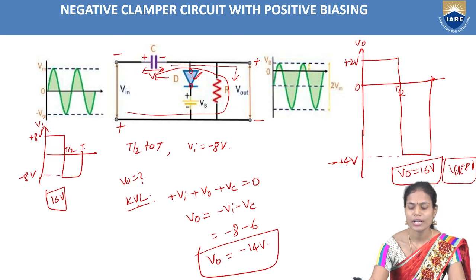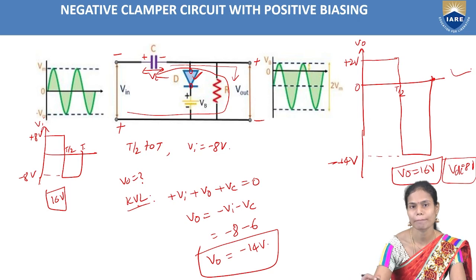So it is the negative clamper, and that's why it is shifted towards the negative direction. But we are providing the biasing as a positive voltage, so that's why it started in the positive direction. But from that voltage onwards, it is trying to shift towards the negative direction. So this is the operation of the negative clamper with the positive bias.